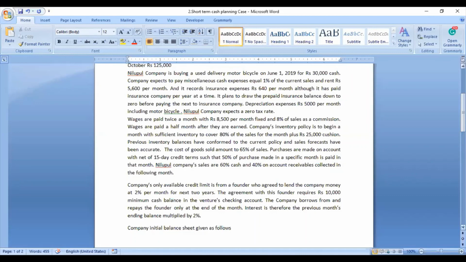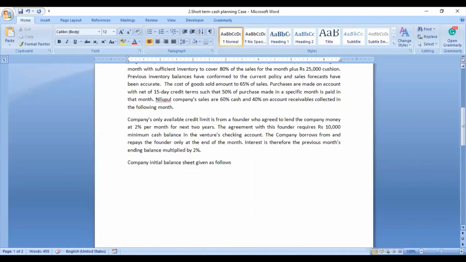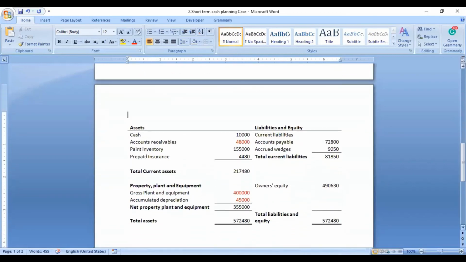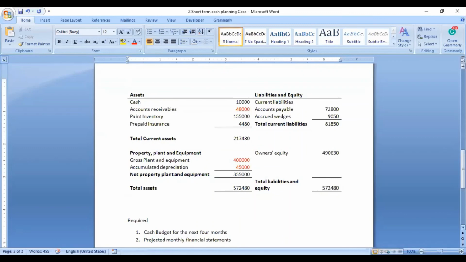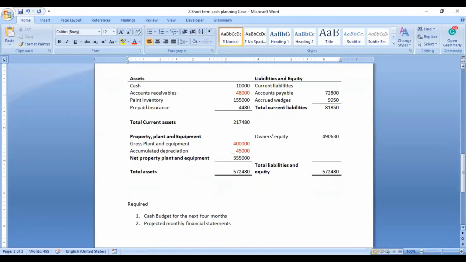And you have been given the initial balance sheet of the venture. Yes, you can see the balance sheet. A very simple balance sheet is given. That is the initial balance sheet, so I am not going to read it. You can see it. You are required to prepare the cash budget for the next 4 months, and also projected monthly financial statements. When we say projected monthly financial statements, it includes the projected income statement or pro forma income statement, balance sheet, and also the projected cash flow statement. So those are the things that you have to do.